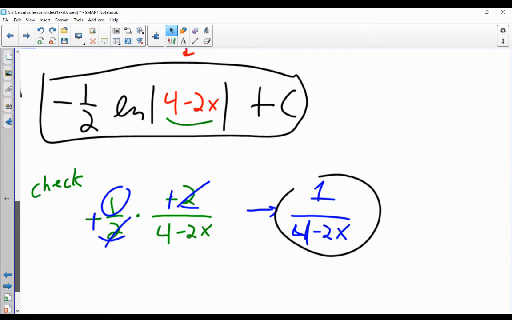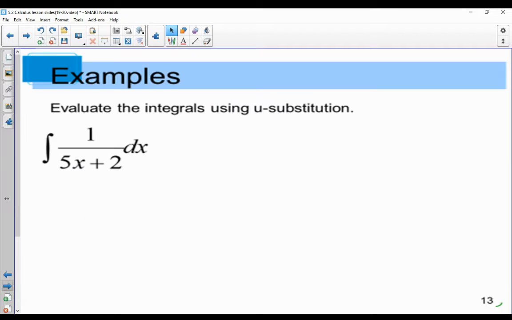Okay, so with that said, I want you guys to try this one on your own. This one is literally the same thing as the previous one, just a little bit different. Treat it the exact same way. Go ahead, pause the video and try this one now.